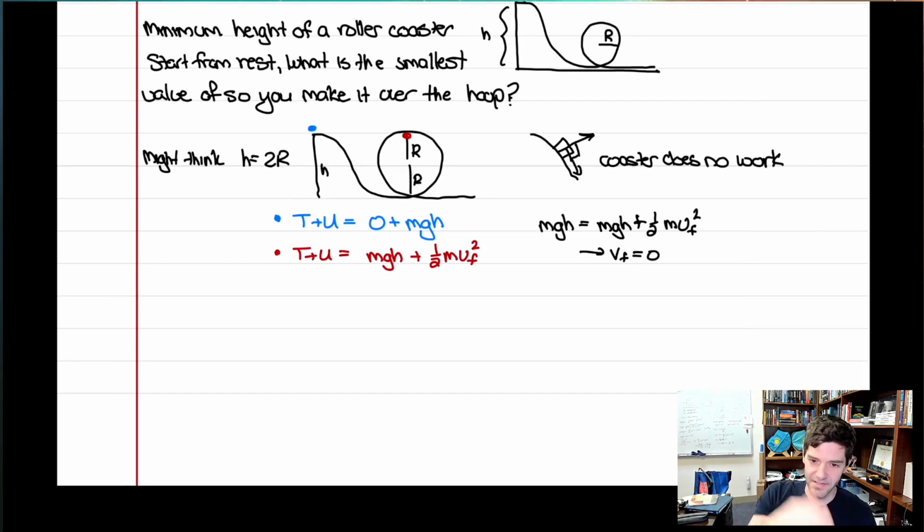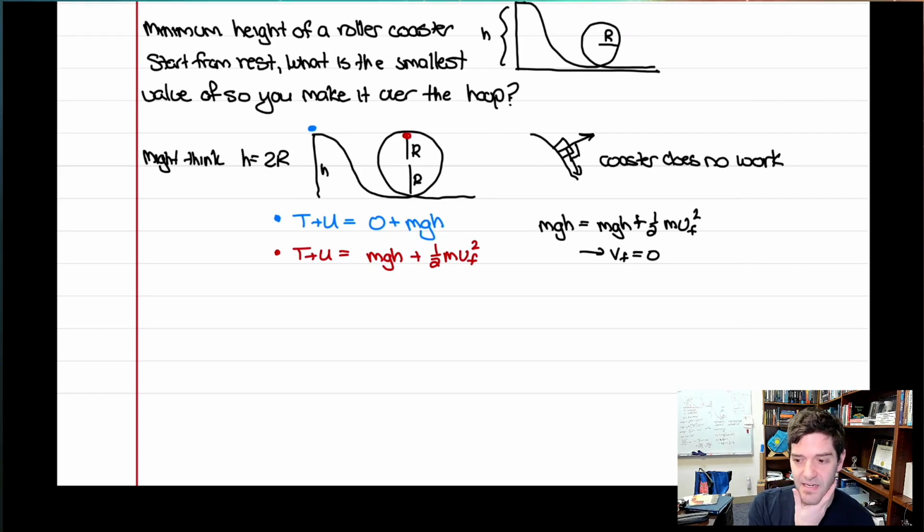You might have had toys like this as a kid, like Hot Wheels, that go over a track. There's nothing holding the Hot Wheel to the track, but if it's going fast enough, it can make it over the hoop without falling off. So in this case, we need to combine both energy conservation as well as a radial polar coordinate analysis, particularly of what's going on at the top of the loop.